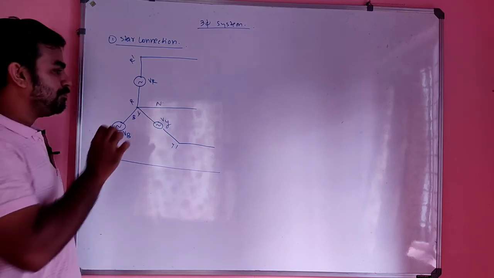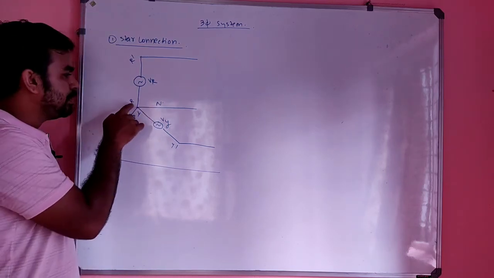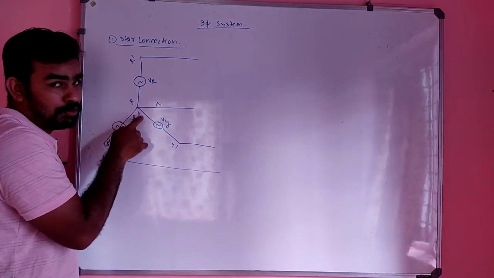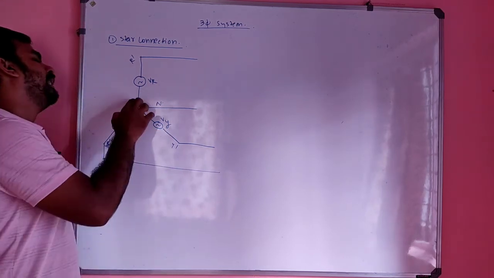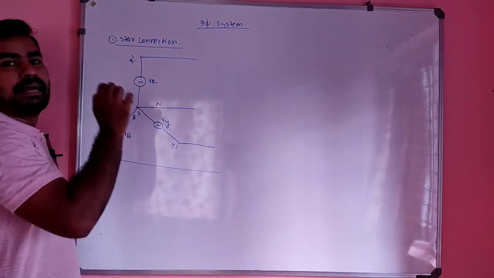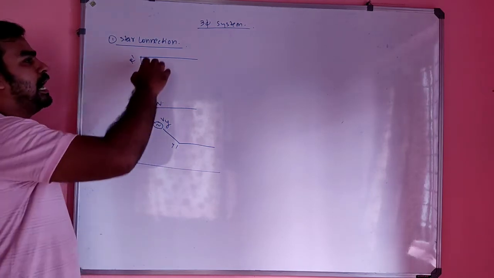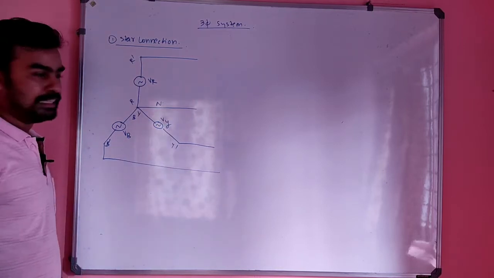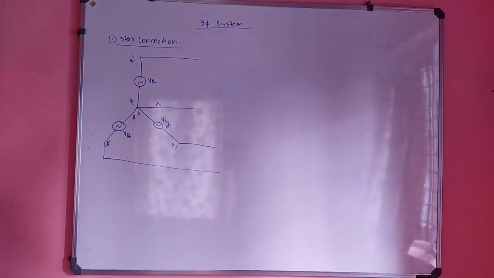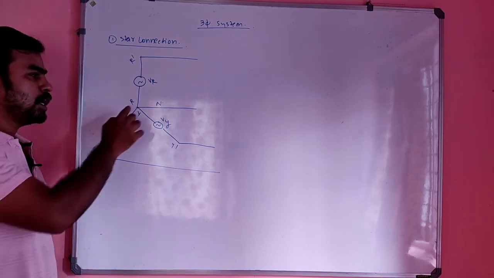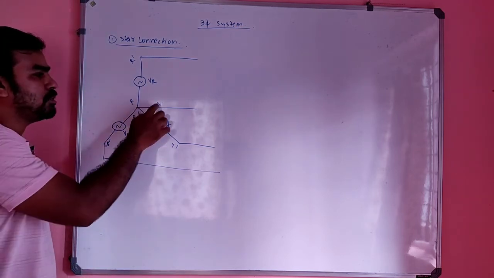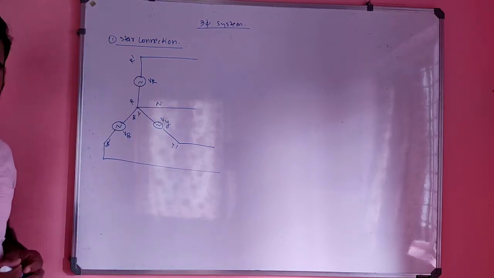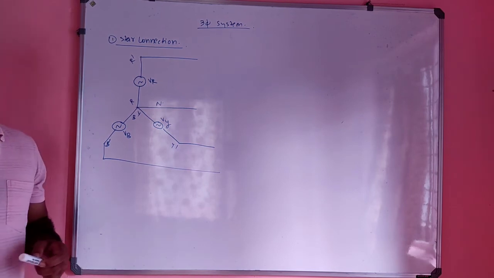If you connect the common terminals, that is the starting terminals R, Y, B: R is the starting terminal of the R phase, Y is the starting terminal of the Y phase, B is the starting terminal of the B phase. If you connect these starting terminals together, and the ending terminals are the ones across which you take the supply, then it is called a star connection. The common point connected together is called the neutral. That is the meaning of star connection.